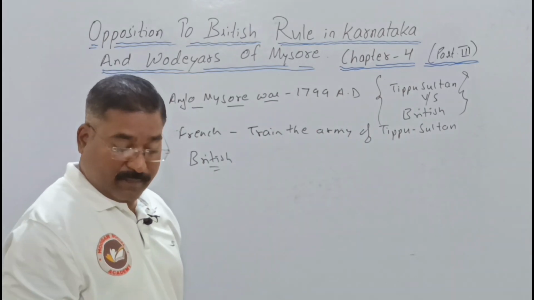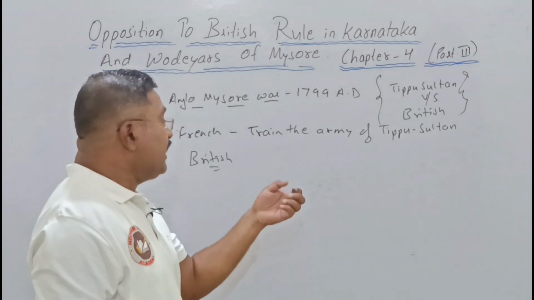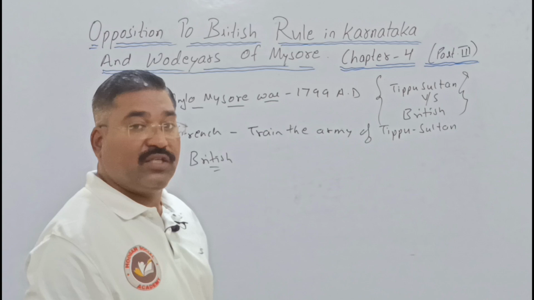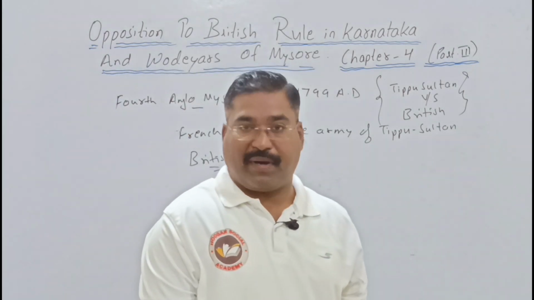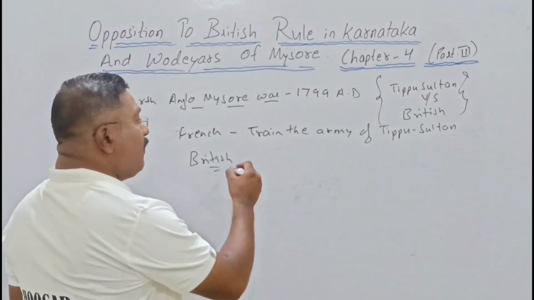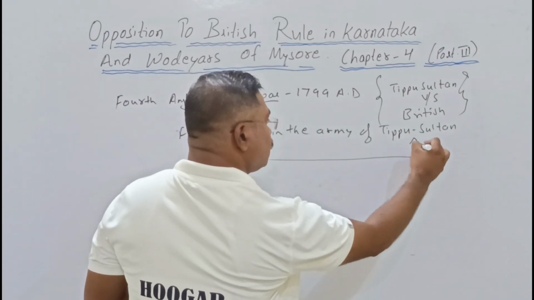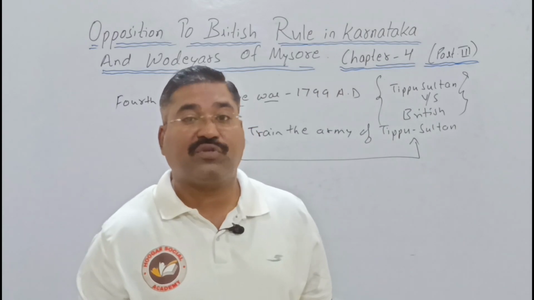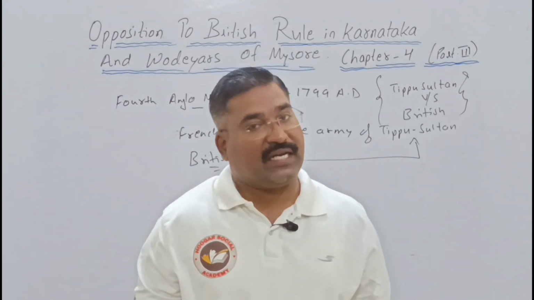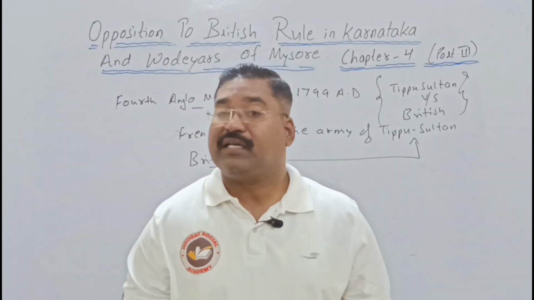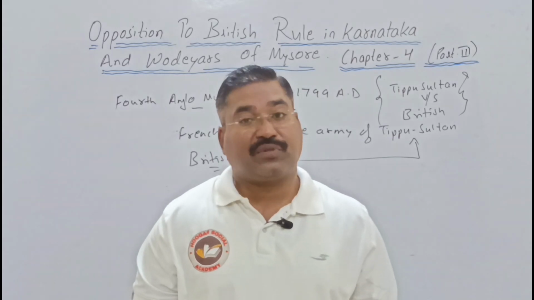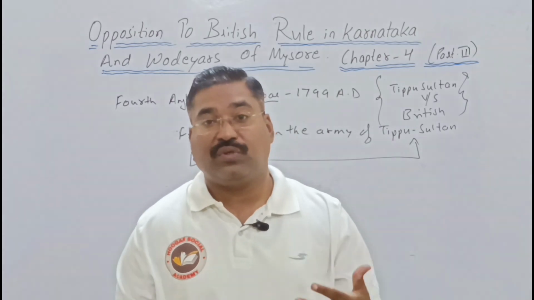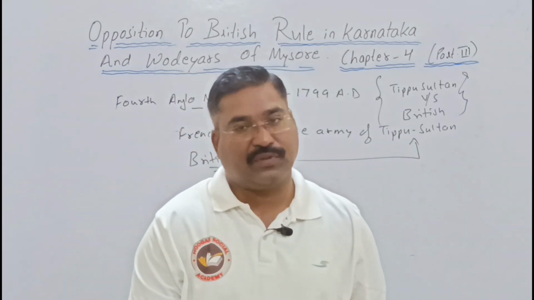The British felt that if Tipu Sultan and the French joined their hands together, it would become a great danger to the British in the expansion of the empire. Keeping this in mind, the British tried to put pressure on Tipu Sultan by making him sign the agreement called the subsidiary alliance, which was not accepted by Tipu Sultan. This made Tipu Sultan raise his voice against the British, and the British took action on Tipu Sultan.